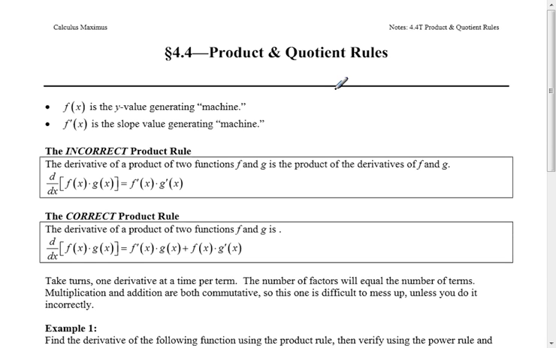Welcome back to another video. Yesterday we did the sum and difference rules. Today we're going to focus on the product rule, multiplying two functions, and the quotient rule, dividing two functions.